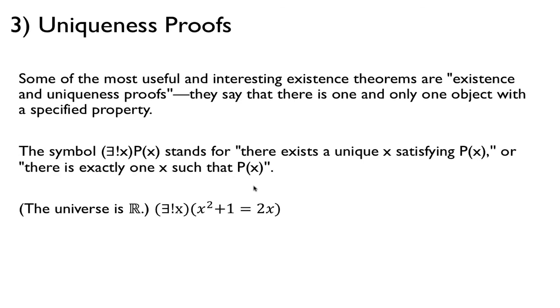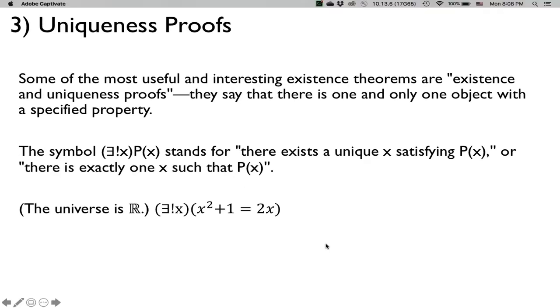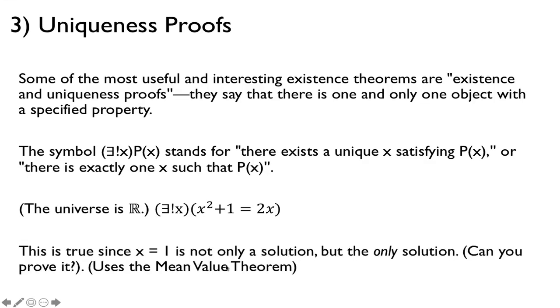And so for example, here's the universe, all real numbers. There exists a unique x such that x squared plus 1 is 2x. So this is true since x equals 1 is, first of all, a solution. If you plug in 1, you get 2 is equal to 2. But it turns out that you can also prove that it's the only solution. In other words, there's no other solution except for x is 1. And again, this is kind of beyond the scope of this class, but from calculus, if you use the mean value theorem, it turns out you can prove that x is equal to 1 is the only solution. So the key is that sometimes it's very hard to prove uniqueness, and you might have to rely on other theorems to be able to prove it.